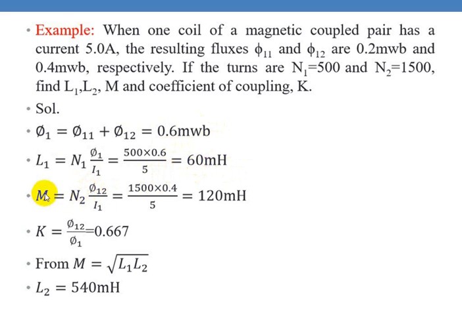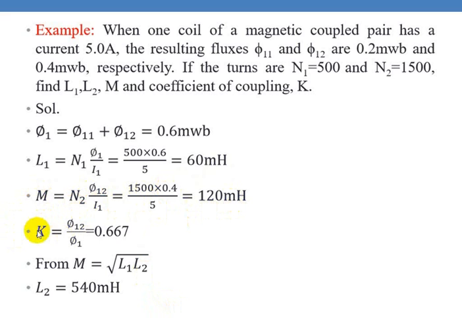Similarly, mutual inductance is given by the formula N2 into Φ12 by I1. So that is the number of turns in the second coil multiplied by the flux linkages in that coil due to the current in the neighboring coil. Therefore, that is 1500 into 0.4 by 5, which will be equal to 120 millihenry.